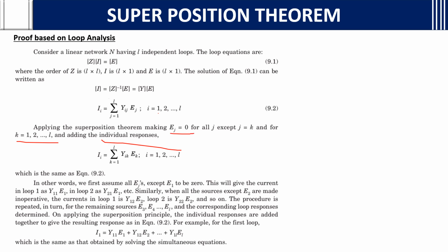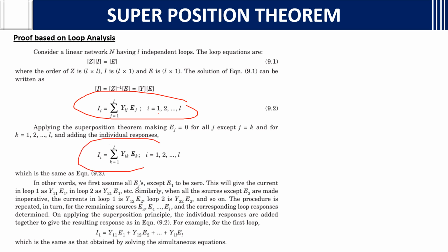So only k. So Yᵢₖ Eₖ we will take, which is the same as equation 9.2. It is the same, but here all the voltage sources are considered in this equation. But the superposition theorem states that we need to keep only one voltage source active at a time and see the effect. So, for example, we have taken j equals k. k is one of the voltage sources where we are keeping it active. So we have changed j to k.